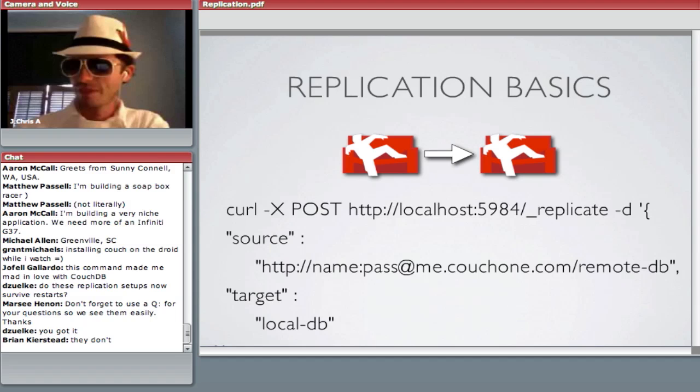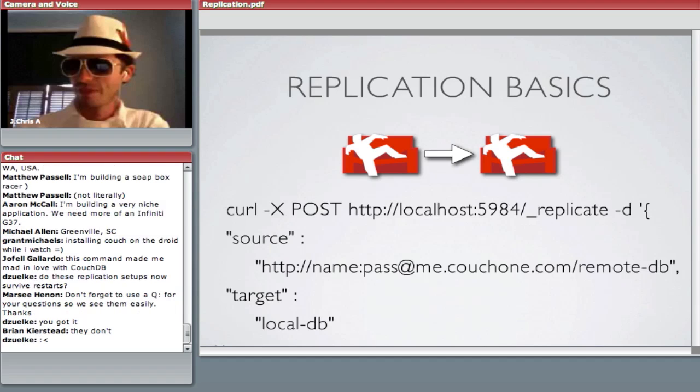There is another parameter that we've added called continuous, which will take that replication, and instead of running it once to completion and waiting for you to trigger it again, it will run it once to completion, and then anytime anything happens on the source database, it will replicate that.